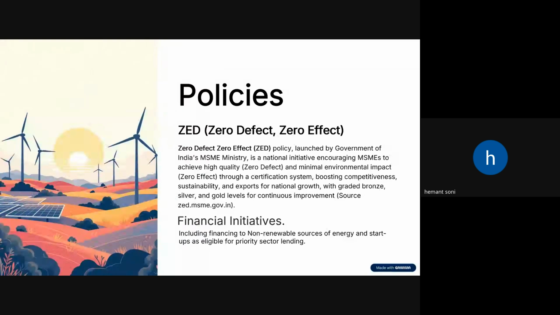So these MSMEs supply the smaller parts to the large manufacturers, and thus they are able to specialize. The MSMEs are able to specialize in the particular product, and the large manufacturer doesn't have to produce everything, because they may not find it economical to do so. So MSMEs play a large role.